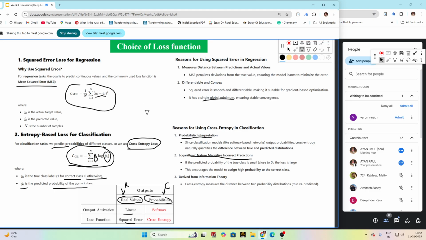So let me summarize this. We have two choices. One is the choice of activation.